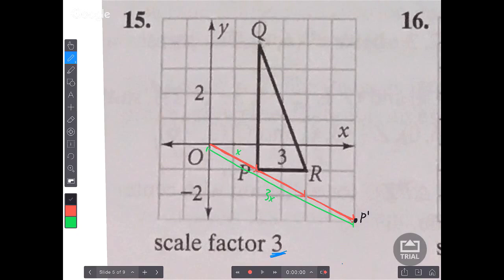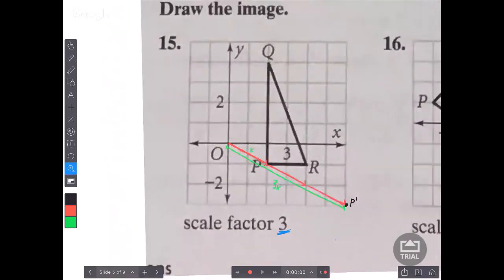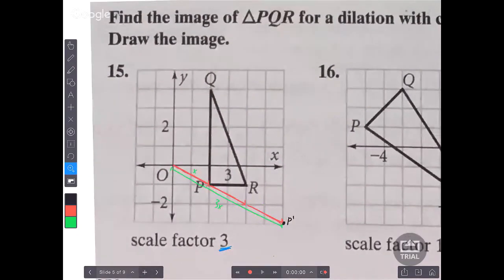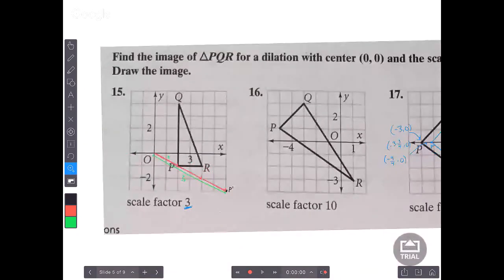How do we find the center of dilation? Well, in general, I'm going to talk about how we do find it if we don't know it. But Owen, in this problem, they told us that the center was 0, 0.